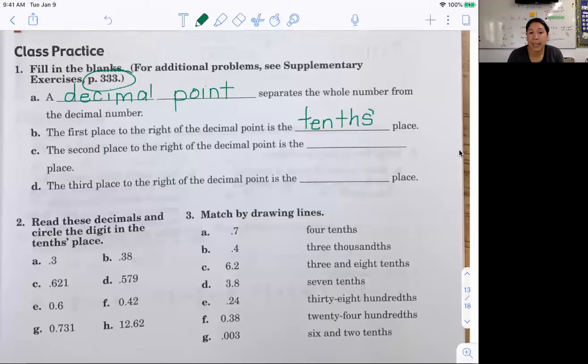The second place to the right of the decimal is the hundredths place. Now, let's look how we spell hundred. Hundred is like that, and then we just add THS after it. The hundredths place. That's the hardest one to say. All right, and then the next one, the third place to the right of the decimal point is the thousandths place.